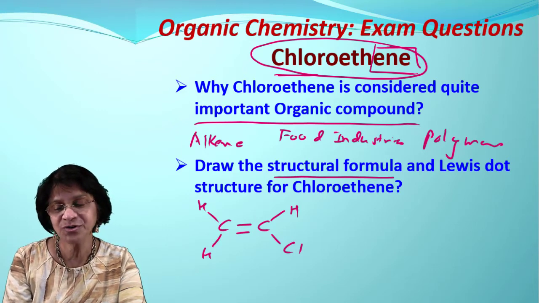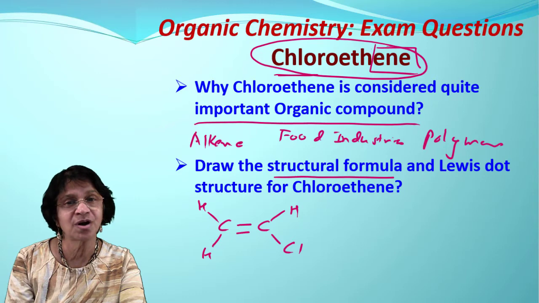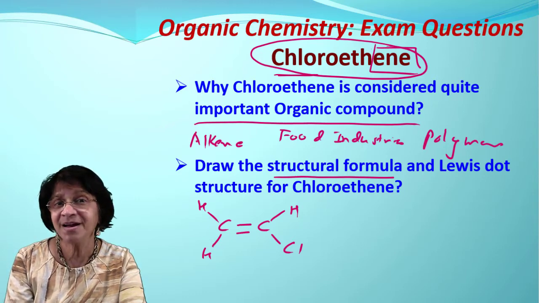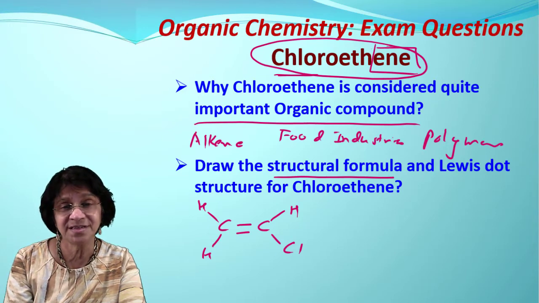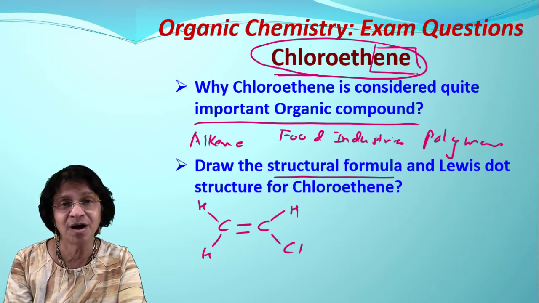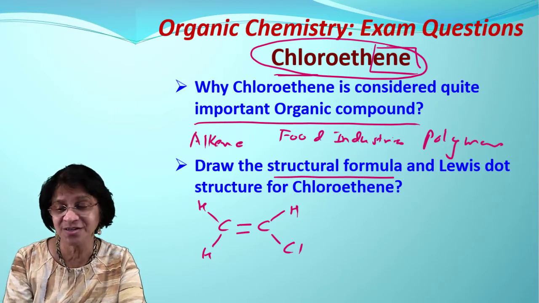Now we have to also draw the Lewis dot structure for chloroethene. Lewis dot structures require us to take into account all the valence electrons and make sure we are using those properly. But I'm going to tell you something easy. If you already have the correct structural formula, you just need to translate a single bond to 2 electrons which are shared, and if it's a double bond, what is it? Those are 2 shared pairs of electrons. So now it makes it simple, easy.